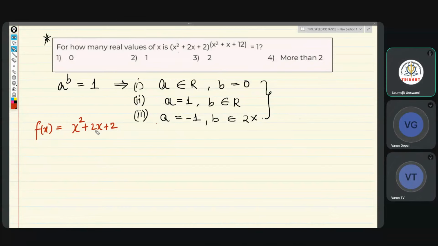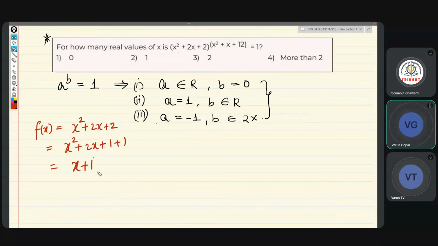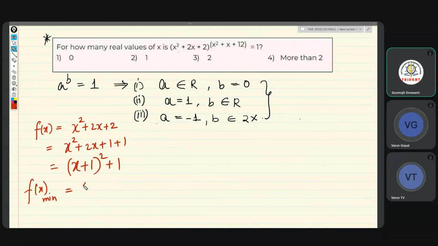If I split the middle term, I can write this as a part of a perfect square. Now I can write it like this, x square plus 2x plus 1 plus 1. I can write it like (x plus 1) the whole square plus 1. So the min value of this function is going to be 1 at x equals to minus 1. How? You substitute x equal to minus 1, this becomes 0.